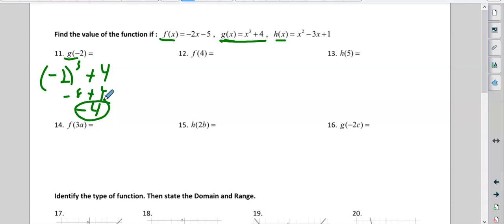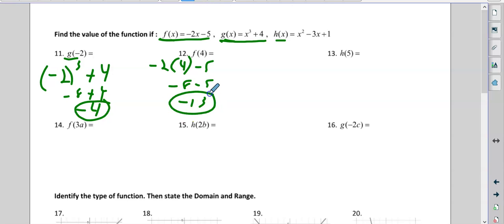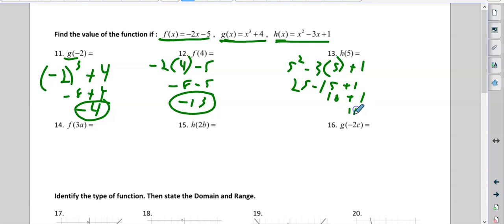Now f of 4 means I'm going to plug it in here to f. Negative 2, replace the x with the 4, minus 5. Negative 8 minus 5, which is negative 13. h of 5, plugging it in here. So I'm going to replace every x. So 5 squared minus 3 times 5 plus 1. So that's 25 minus 15 plus 1, 10 plus 1, 11.